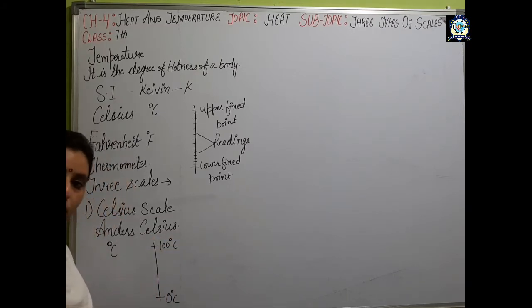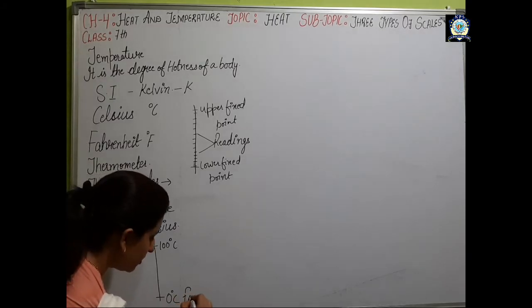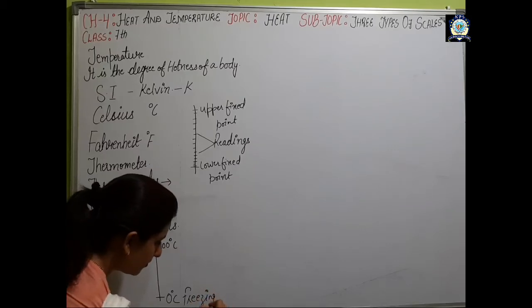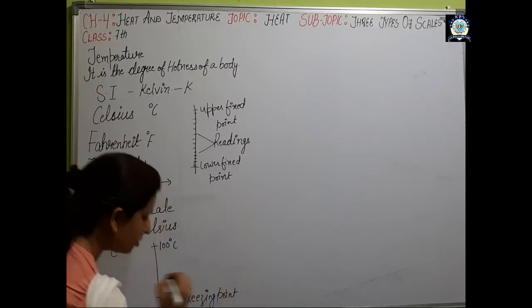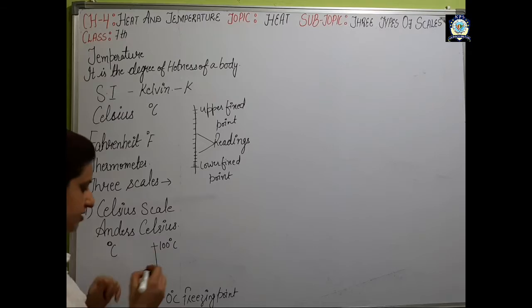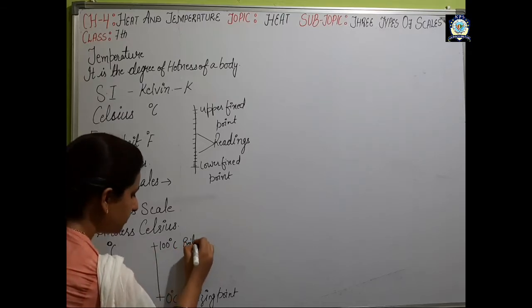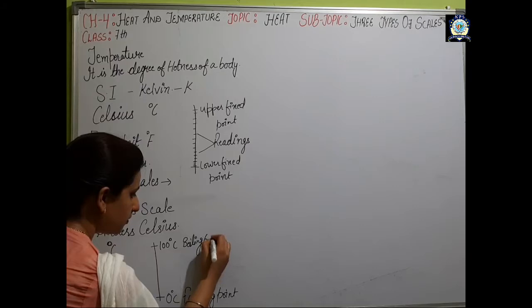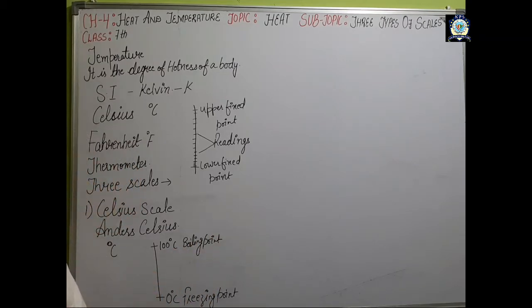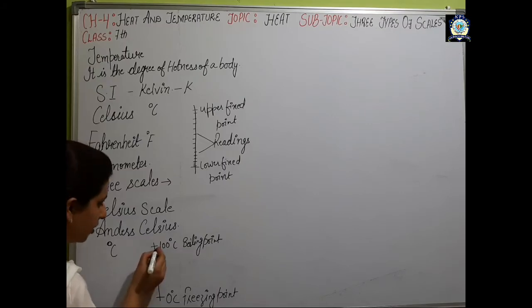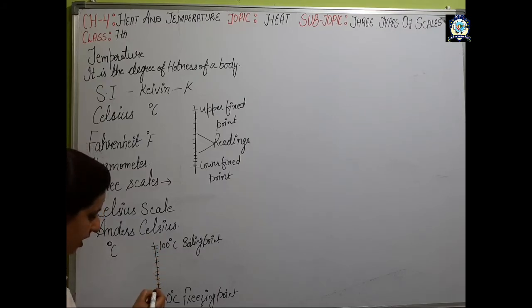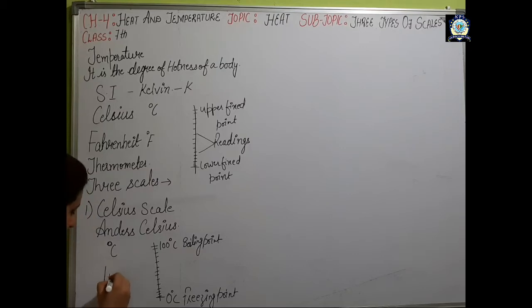And in case of water, we know that 0 degree Celsius is freezing point for water, and 100 degree Celsius is boiling point in case of water. All the divisions are in between, and total there are 100 equal divisions. So it has 100 divisions in it. Okay, this is all about the Celsius scale.